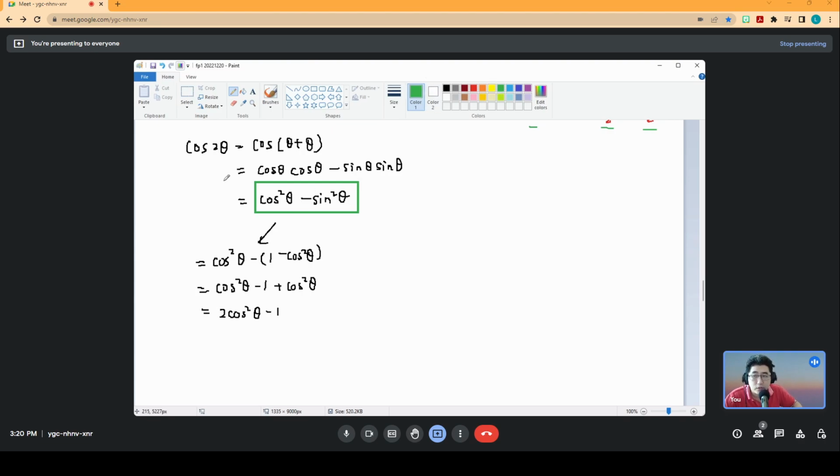So as you can see, now I have a version 2 in the form of cos only. Or if I want, I can change the cos instead of changing the sine. So if I change the cos, I have 1 minus sine square. If you open up the bracket, 1 minus sine square theta minus sine square theta, you can see they are exactly the same thing. You have 1 minus 2 sine square theta. Then you have the third form.